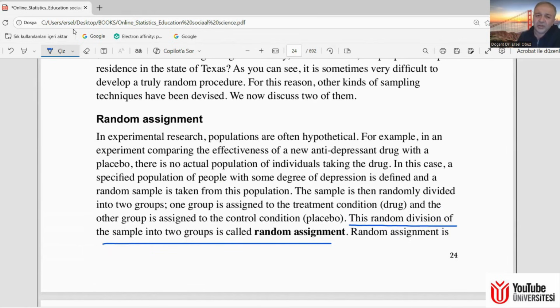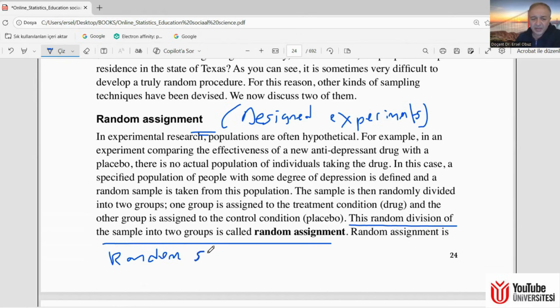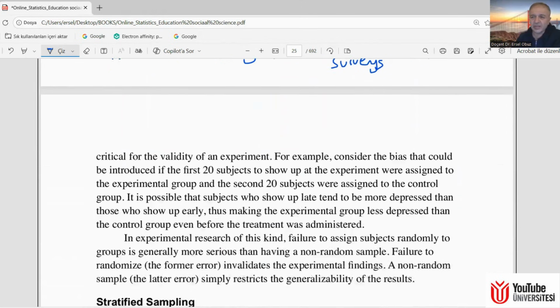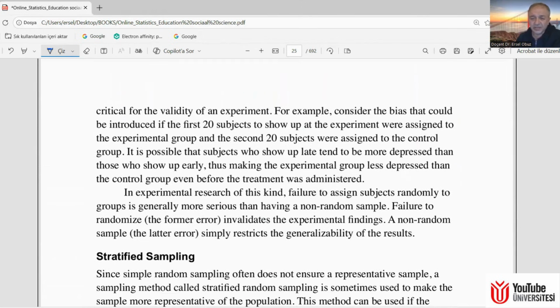When we talk about random assignment, it means we are talking about designed experiments. Random assignment. So when we say random sampling, we talk about either observational studies or surveys. Okay, so there is a difference, a very important one, between the two concepts. Random sampling and random assignment are two different concepts.